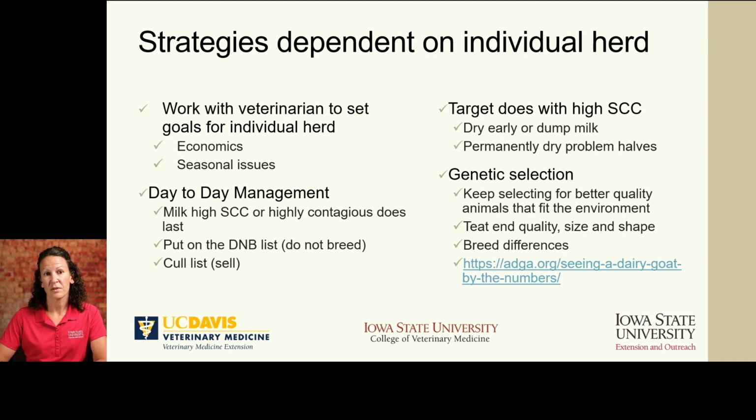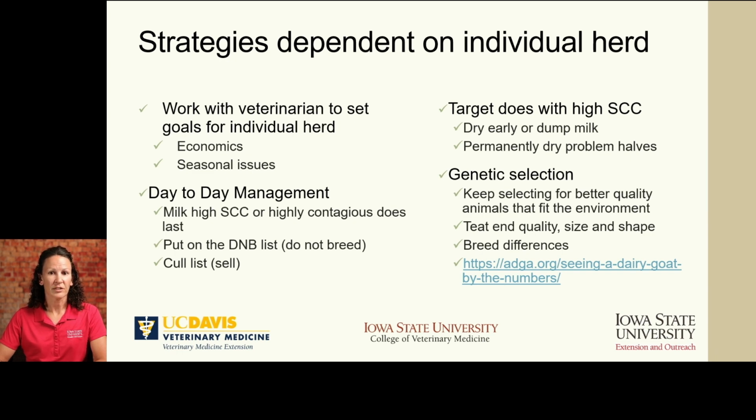Considerations may also be made around drying high somatic cell count does off early, dumping that milk, or maybe permanently drying those problem halves off. Again, all strategies that are dependent on the individual herd. Genetic selection is another area that should not be overlooked, as significant changes in quality of udders and healthy animals can really be made through genetic selection, resulting in profitability long term.